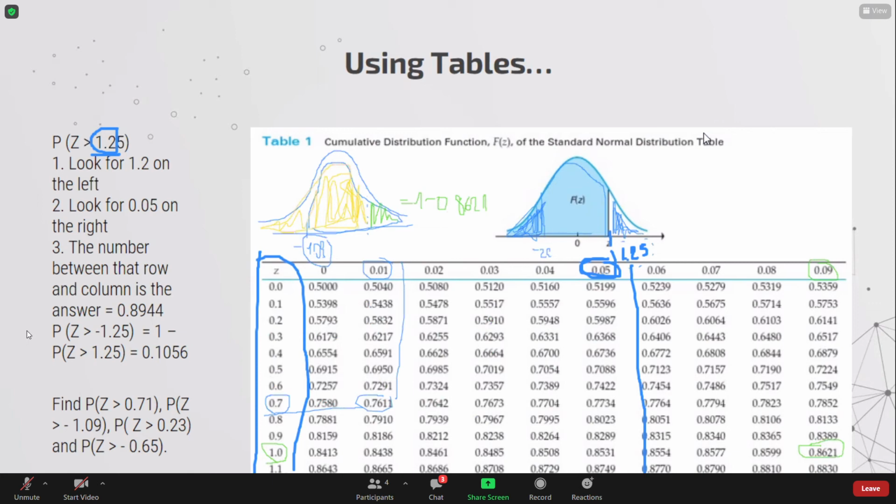Exactly, yes, that's right. We have to take a look at 0.2 here and 0.3, and the corresponding number is here. What would be the number if we have to calculate the probability of Z being more than minus 0.65? Be careful because we have minus here.